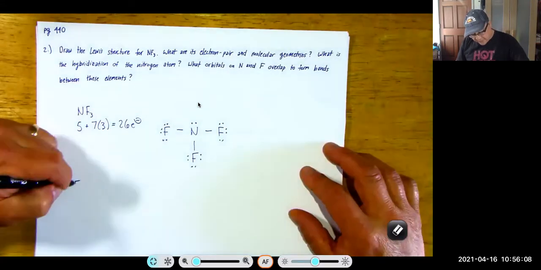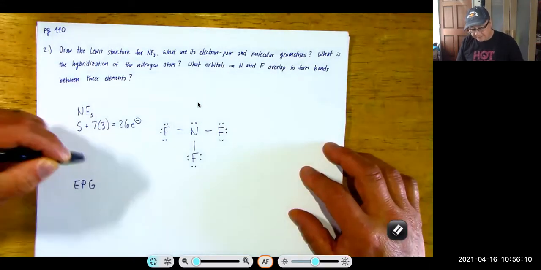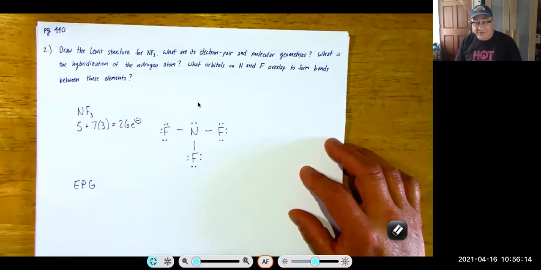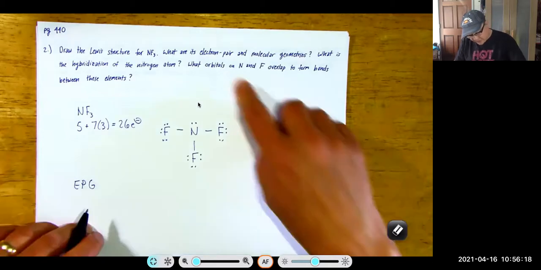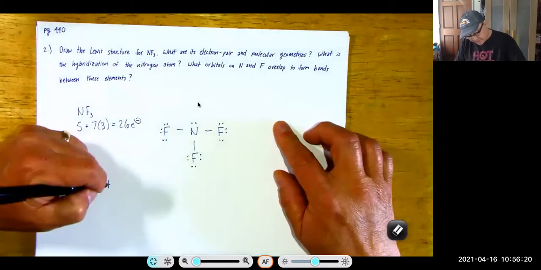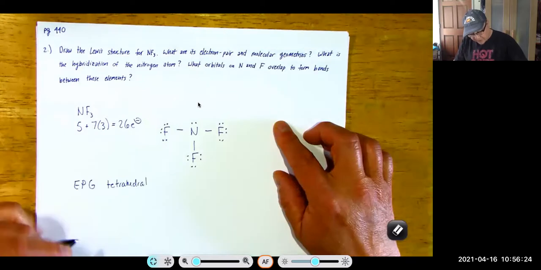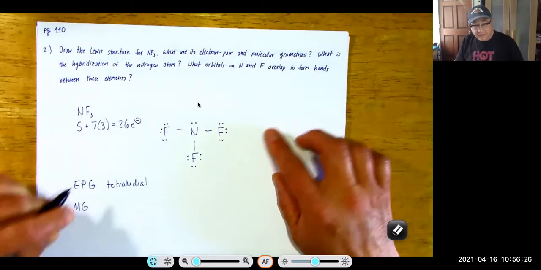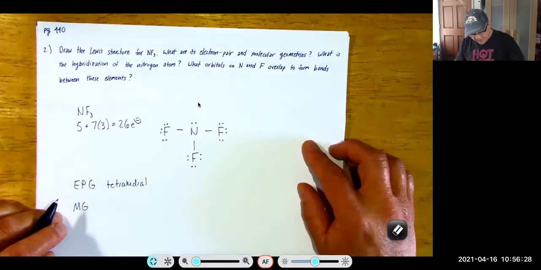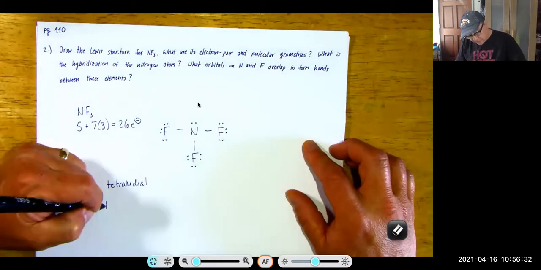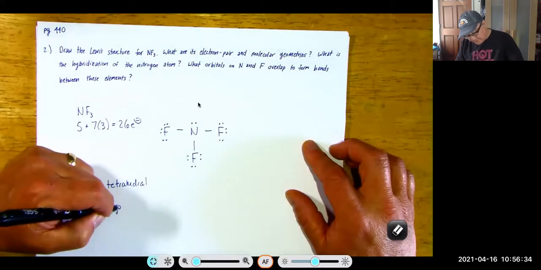So it asked for the electron pair geometry. It didn't ask us to draw it. It just asked us what's the electron pair geometry. Well, I'm going to say that it is tetrahedral. What's the molecular geometry? Since 1 lone pair and 3 bonds, that makes it trigonal pyramidal.